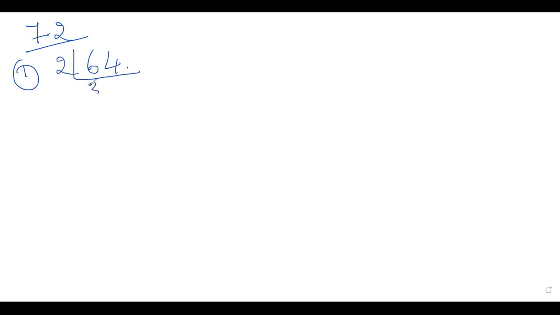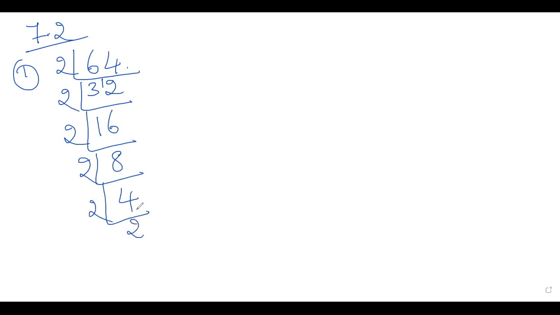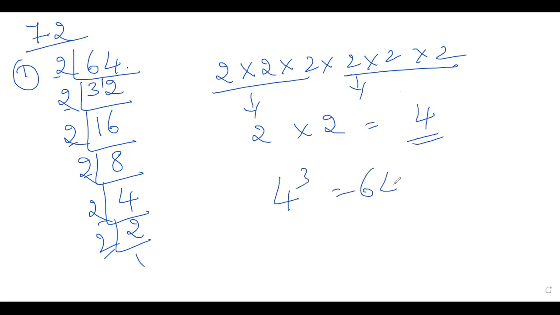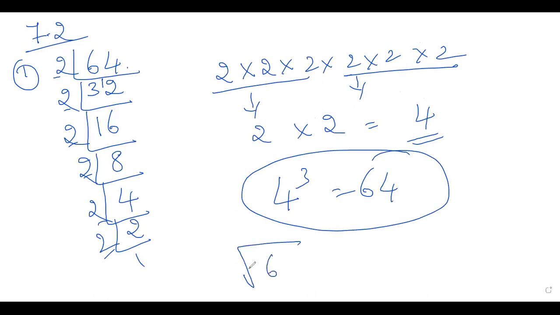Divided by 2. 2 threes are 6. 2 twos are 4. Again by 2, 2 ones are 2. Remainder is 1. 2 6s are 12. Again by 2, 2 eights are 16. 2 fours are 8. Again 2 twos are 2. 2 ones are 2. 1, 2, 3, 4, 5, 6. Group in 3s, 3 factors, children. Yes, we are getting exactly. So the given number is a perfect cube. So you can find directly. 2 twos are 4. So 4 cube is equal to 64. Or we can write the cube root of 64 is equal to 4.